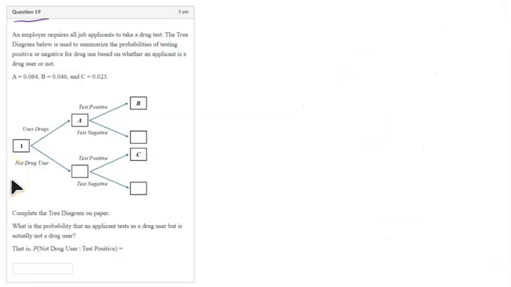Now we're going to do one more example of how to do a false positive. Let's look at this question. This is question 19 on one of the homework assignments. It says an employer requires all job applicants to take a drug test. The tree diagram below is used to summarize the probabilities of testing positive or negative for drug use based on whether an applicant is a drug user or not. It says that A, that's right here, is 0.064. So we're gonna start with the 1. We're gonna redraw this. We're gonna say 1, and then we're gonna say users are over here and not users are down here.